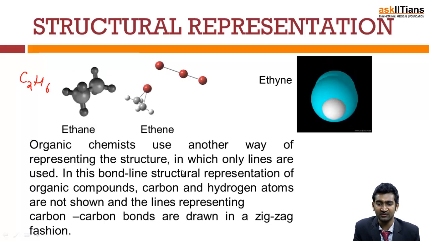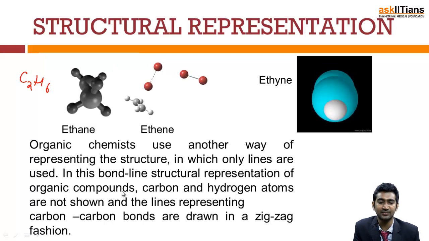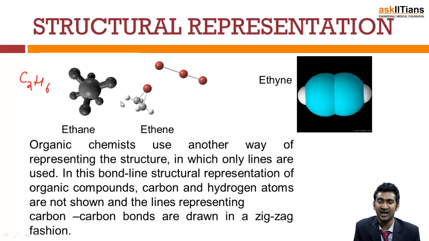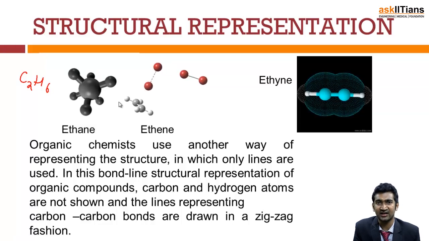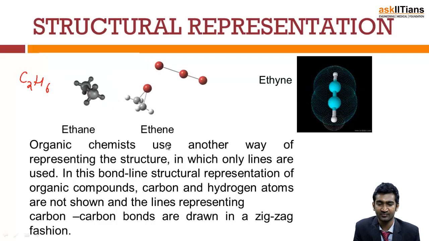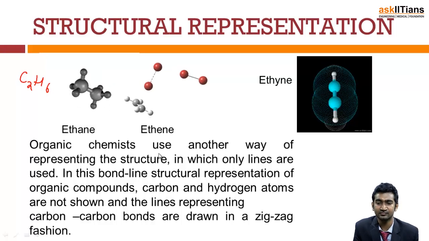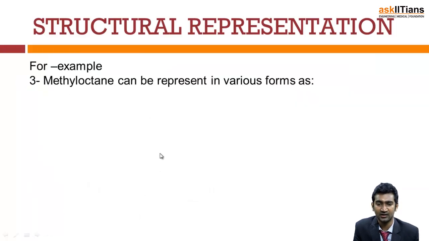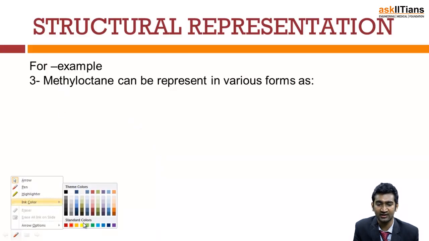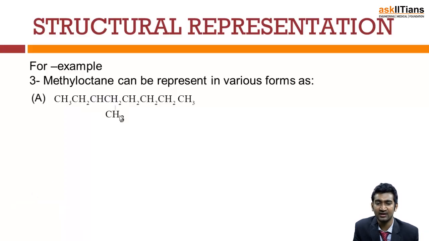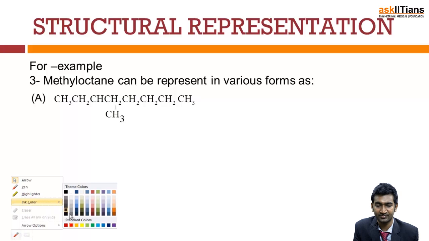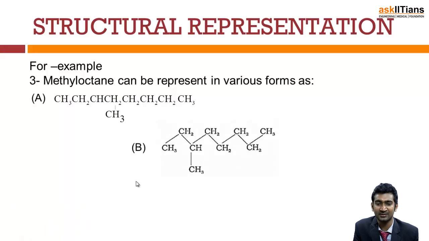So how do we represent? We represent by again this line concept, and those lines at the terminal end, if nothing is attached, we say that it is a methyl group. If hydrogen is attached, then it is already hydrogen. For example, if I look at this molecule, 3-methyl octane, I can represent it in this way also.